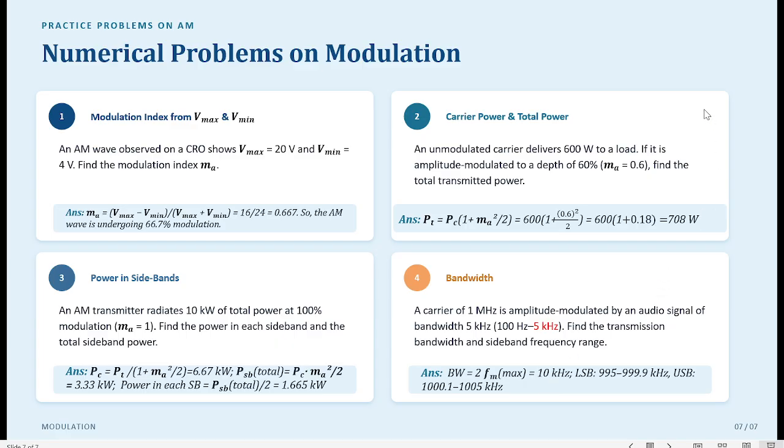So friends, we have seen in this presentation the basics of amplitude modulation and the need of modulation. Hope you will understand these concepts, and we will discuss some other things in the next lecture.